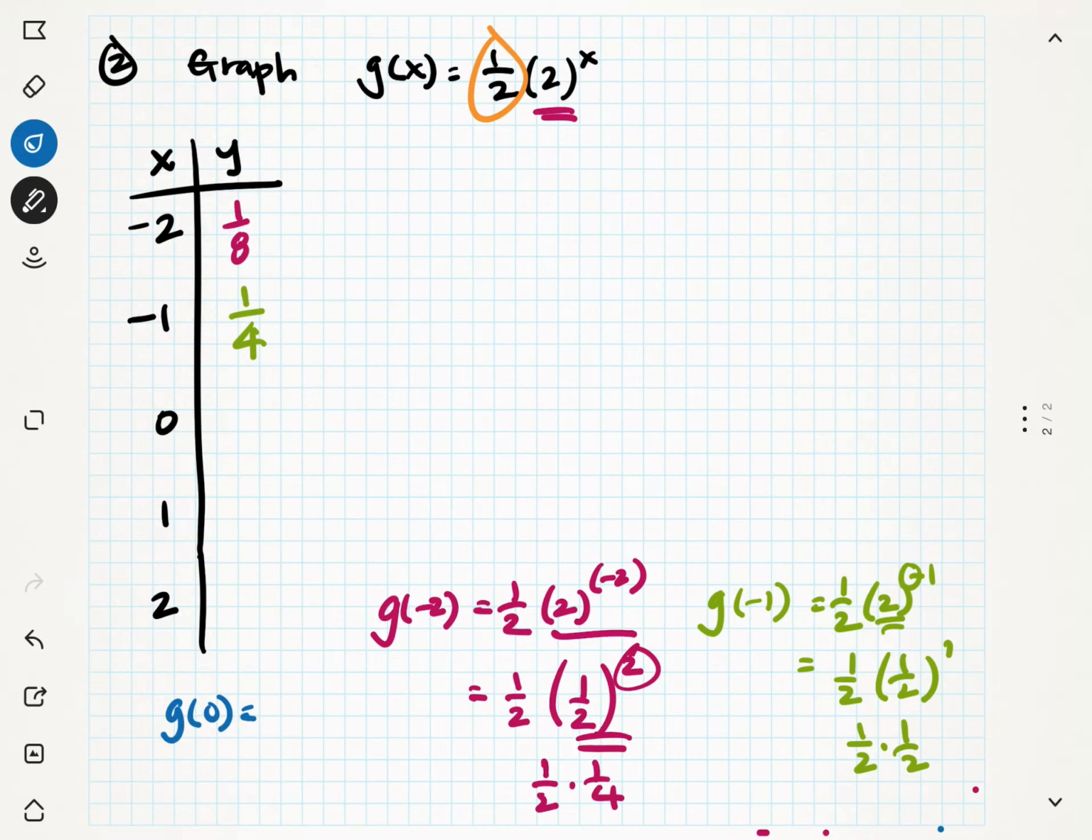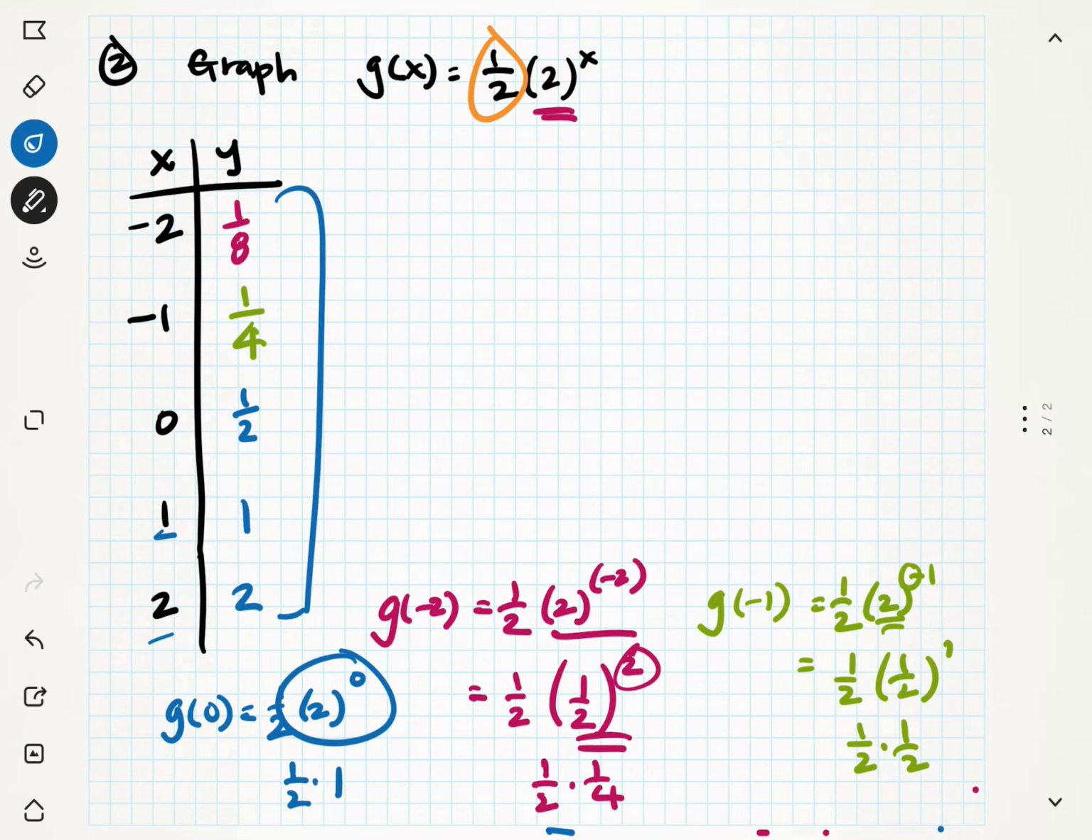Okay, g of 0 should be pretty easy. So g of 0, 1/2, 2 to the 0. Well, this whole thing we know, right, is going to be 1, right? 2 to the 0 is 1. So we have 1/2 times 1, which is 1/2. Okay, and then we can kind of do the rest in our head. If for this one, x is 1, 2 to the 1 is 2. 1/2 times 2 is 1. And then same thing here, if our exponent is 2, 2 squared is 4, half of 4 is 2. So we got all our 5 points.